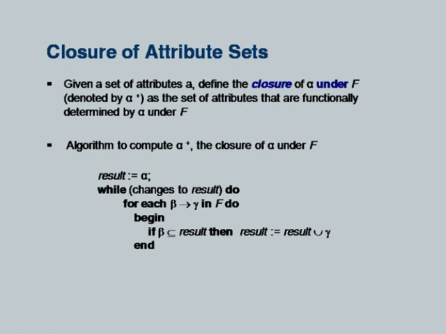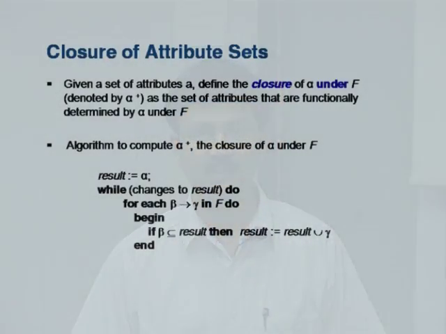What we saw before the break was, given a set of functional dependencies, what all can you infer using those functional dependencies? And we call that F plus, the closure of the set F of functional dependencies. There is another use of the term closure, but this time of attribute sets, not of functional dependencies. It is also based on functional dependencies, but the goal is different. The goal is, given a set of attributes and a set of functional dependencies, what all other attributes are determined by the given set of attributes.